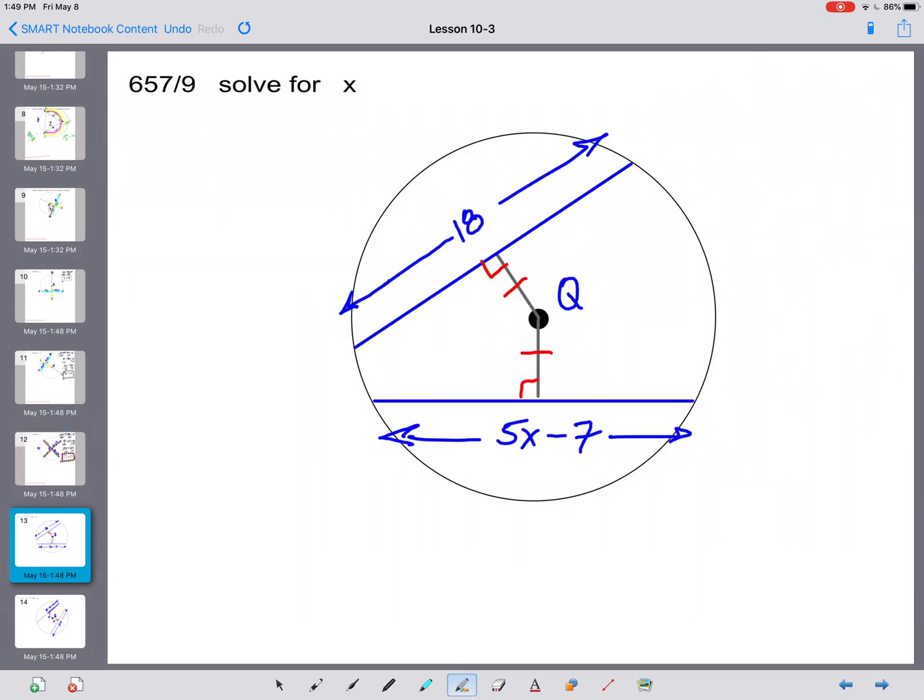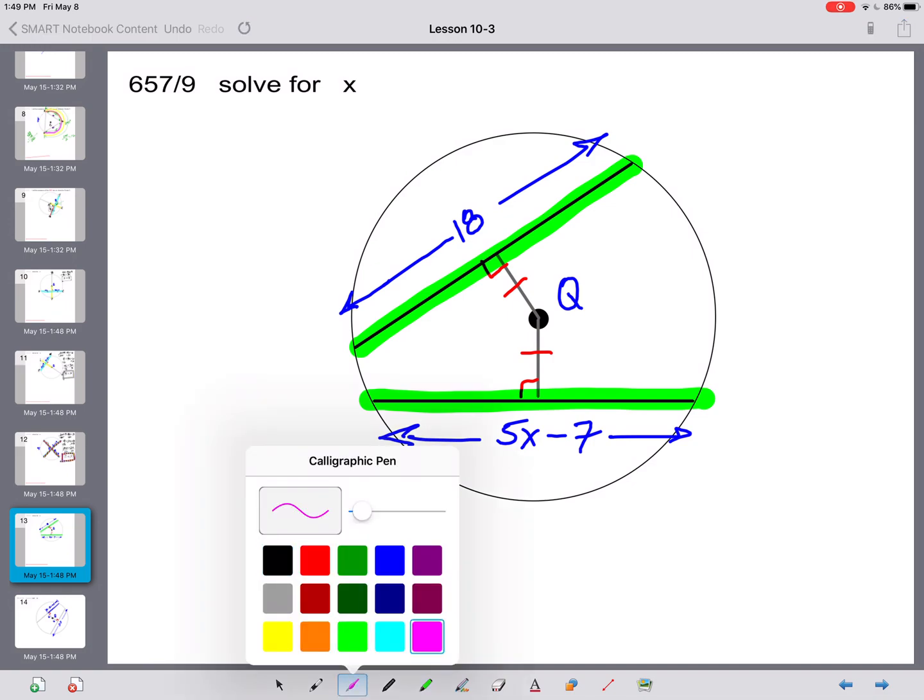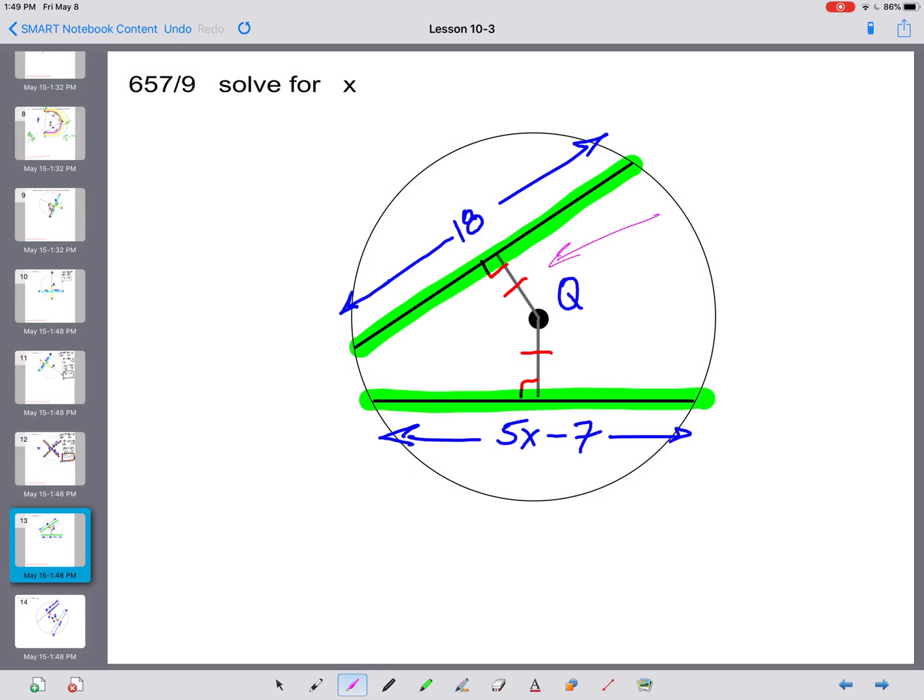Okay, next one, 9. Okay, now, these 2 chords, take a look at them. What do we know about those 2 chords? They're the same distance from the center. Take a look right here. They're the same distance from the center. So what do we know about those 2 green chords? If they're the same distance from the center, then they are congruent. 18 has to be the same as 5x minus 7.